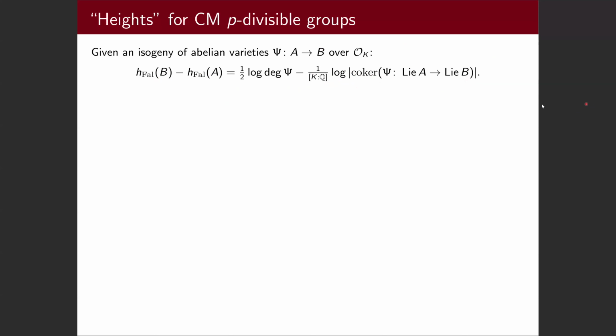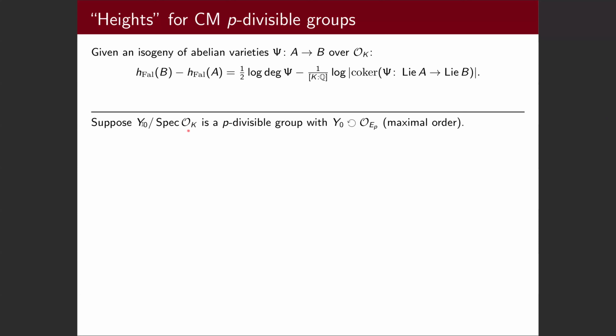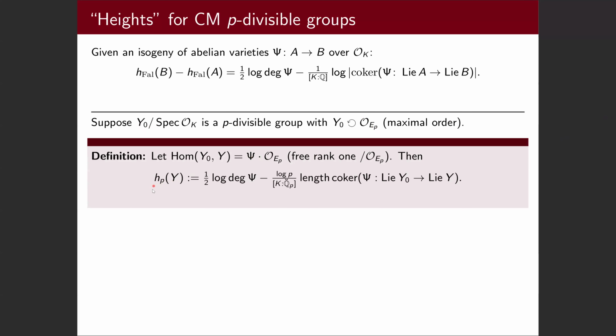And so for CM p-divisible groups, what we'll do is basically mimic this definition, but replace psi with an isogeny of p-divisible groups. So let me state this more precisely. I'll fix once and for all a CM p-divisible group Y0 over Spec O_K, with CM by the maximal order in the CM algebra that I had on the previous slide. Now I can define what I mean by the p-adic height, just for this talk, of the CM p-divisible group. It's defined basically by replacing the formula from above with isogenies of p-divisible groups.